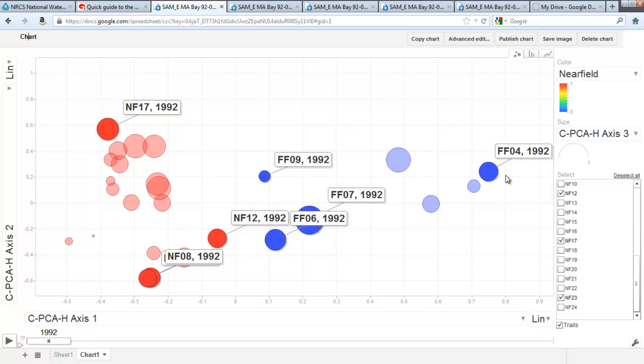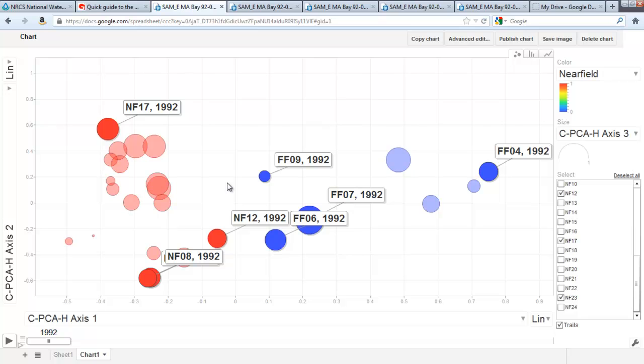So this is the pattern in 1992. Here are the NF2 station, NF8 station. They're very, very similar in species composition. The size of the circle in this diagram indicates the position of these samples in a third dimension, so that the larger symbols are pointing out of the display, and the smaller symbols are pointing into the display. So there is pattern in 3 dimensions.